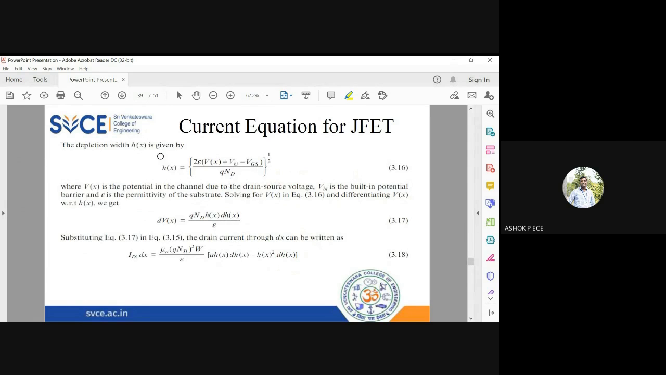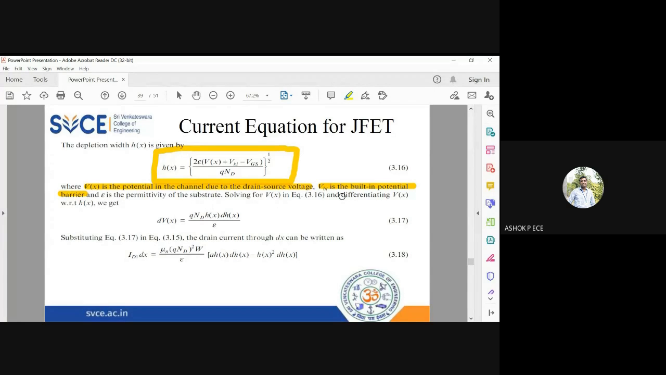The depletion region width equation is given from the JFET. We have derived this equation in the PN junction diode, and I'm going to use the same thing here. So the depletion layer width is given by h of x equal to [2 epsilon (V of x + VBI − VGS) / (q ND)] to the power of 1/2. V of x is the potential in the channel because of the drain-source voltage. VBI is the built-in potential of the depletion region. Epsilon is the permittivity of the substrate.